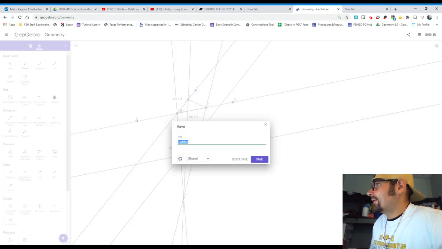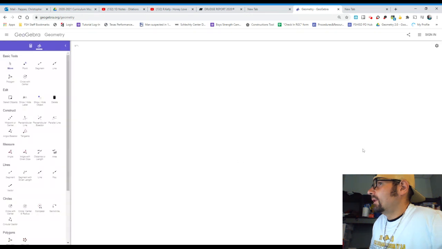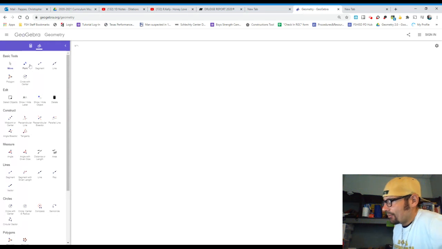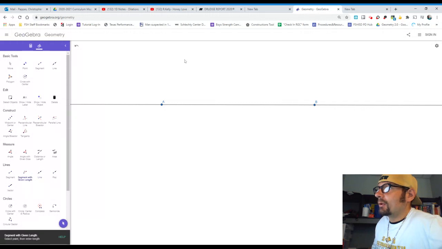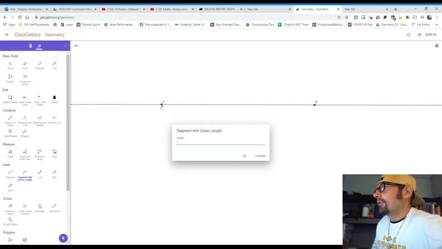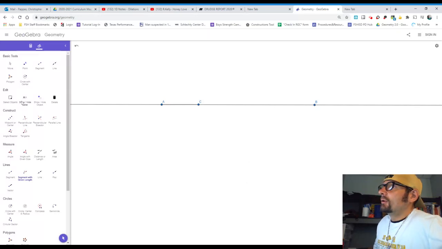But anyway, let's do the last one, which is side, side, side. So we have a triangle where the 3 sides are equally proportional to each other. So we'll do a line here. All right. And so we can do a segment with a given length. So let's do from point A, a length of 4. All right, so AC equals 4.